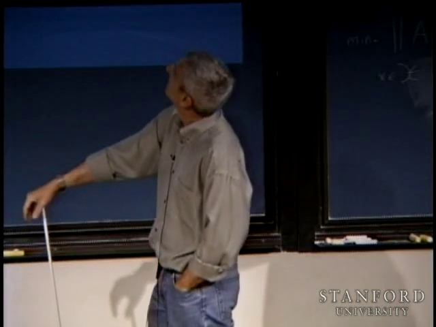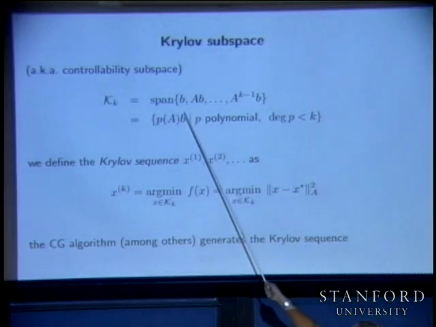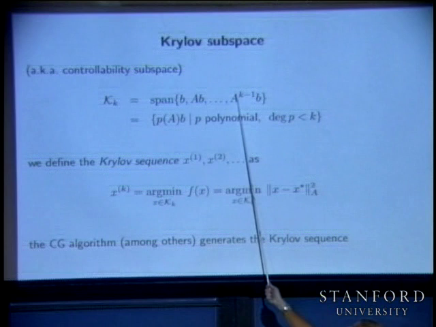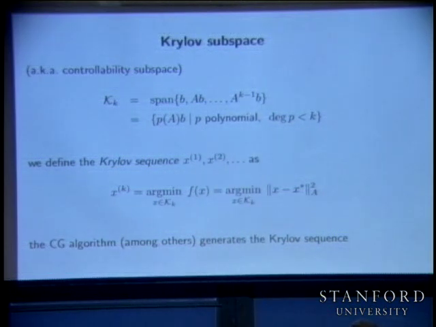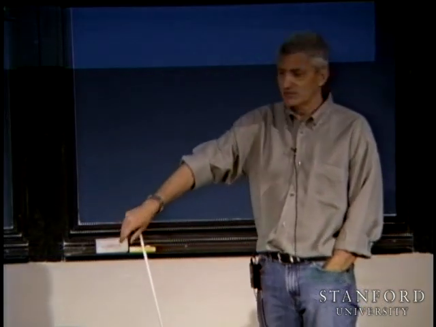Okay, so this comes up in a lot of places. A Krylov subspace is this: it's the span of b, Ab, up to A^(k-1)b. If you've taken a class on linear systems or something like that, it's also called a controllability subspace. And it's got other names in other fields, and I forget what they are. But it comes up in a bunch of other fields.